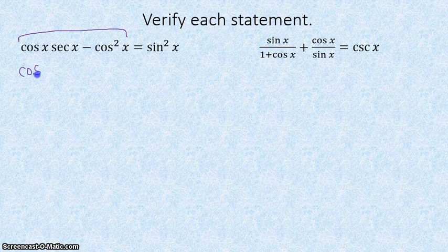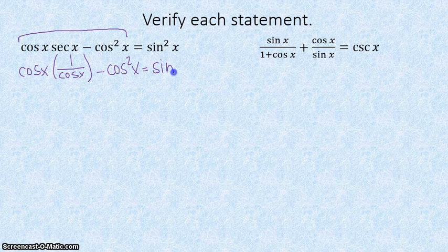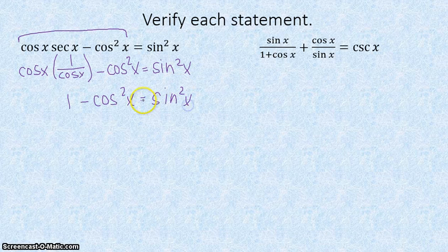So cosine x, instead of secant, I'll make that 1 over cosine x minus cosine squared x equals sine squared x. Do not change that right side. Cosine times 1 over cosine would just be 1. So now I have 1 minus cosine squared x equals sine squared x.